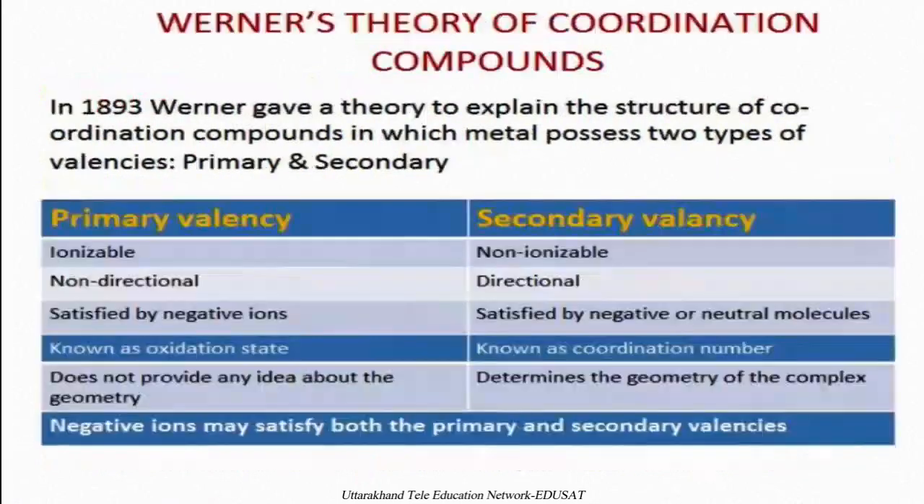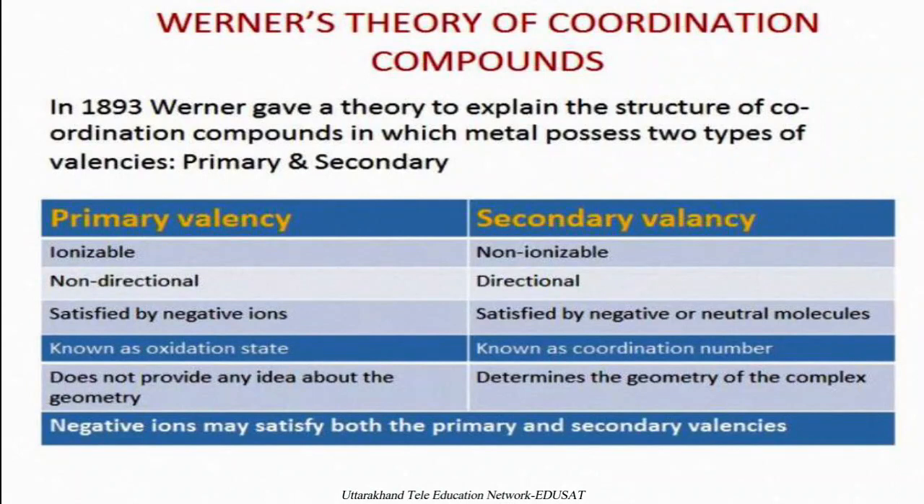Now come to the Werner theory of coordination compounds, which is the most important part of this topic. In 1893, Werner gave a theory to explain the structure of coordination compounds, in which the metal possesses 2 types of valencies. First is primary and another one is secondary valency. How can we define these 2 types of valencies?